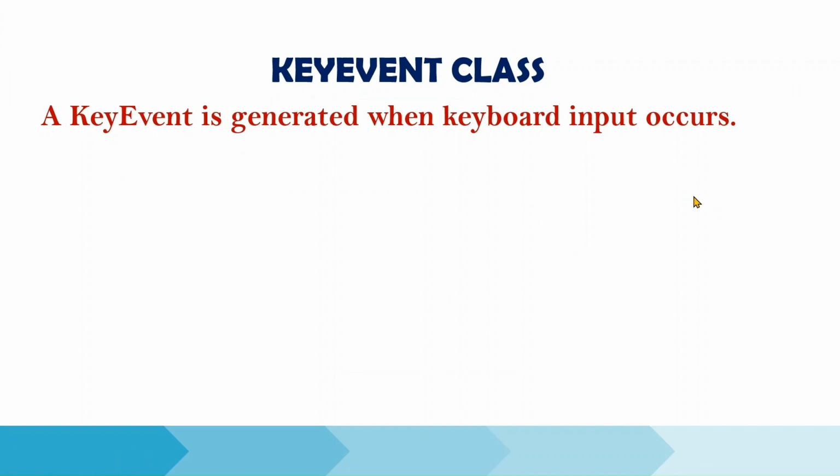So generally we work with the keyboard where you press the key, where you release the key, and where you type some characters. Now these are the three possible actions or the events where we get the key event. So key event occurs when the keyboard is getting some input, like key press, key release, and key type. Now these three possibilities are creating a key event.